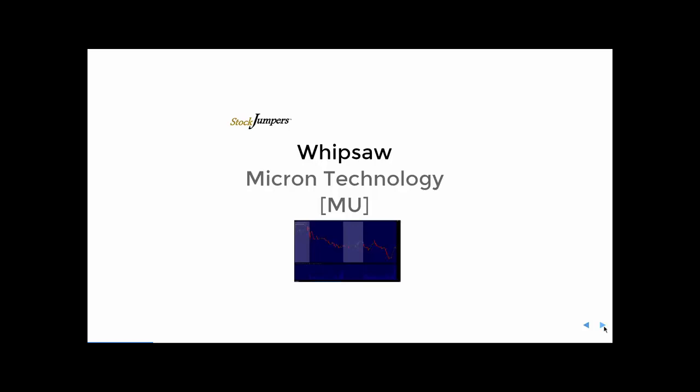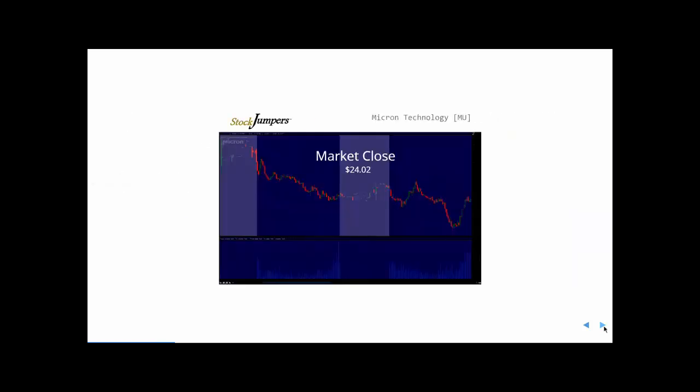So here's one we did, which was Micron Technologies. This is what we consider a whipsaw. On the next slide right here, we have a market close. So this was reporting after market close. Micron Technologies, the close was $24.02.